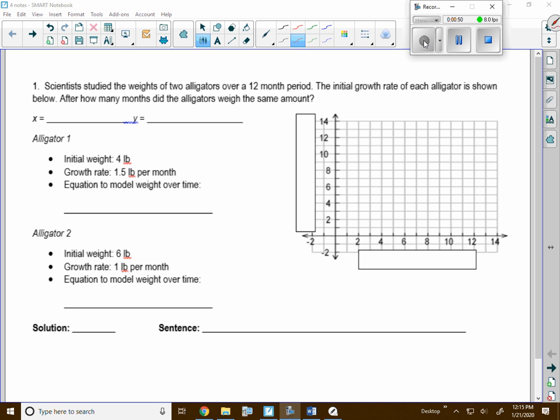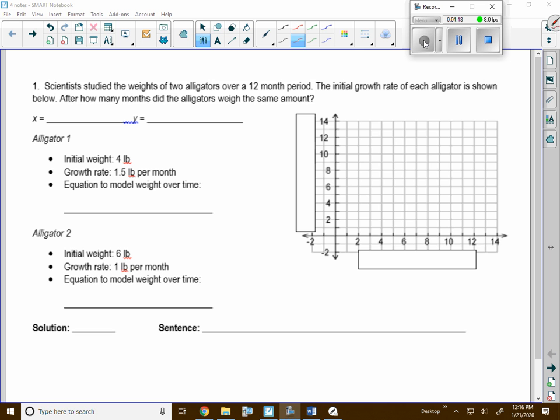So, what variables are we working with here? X and Y. Okay, what do they mean? That's what I'm trying to ask. What do they mean? What can we label as X and label as Y? Okay, we're going to have to get more specific. What about the alligators? Pounds and months. So typically X is what variable?